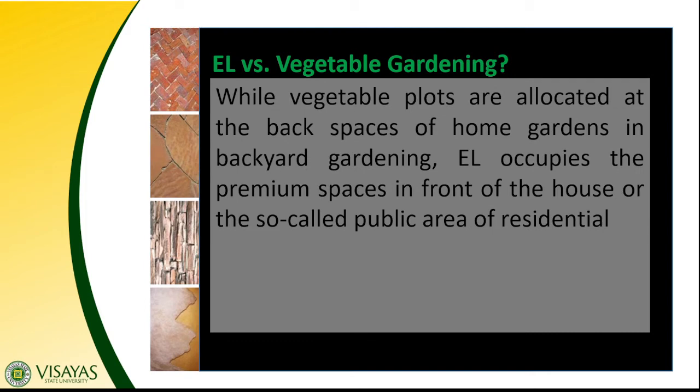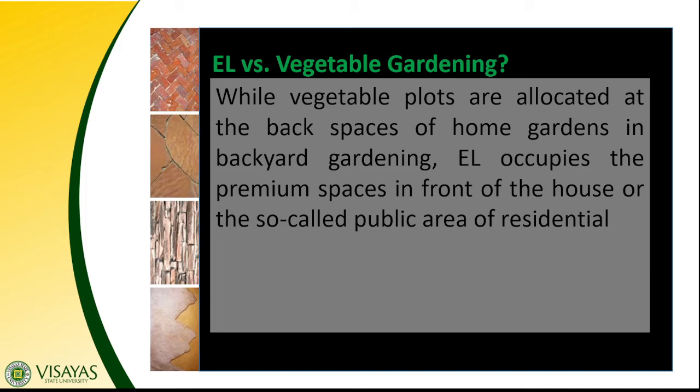Okay, we compare edible landscaping versus vegetable gardening. In vegetable gardening, vegetable plots are allocated at, or situated at, the back spaces of home gardens in backyard gardening. EL occupies the premium spaces in front of the house, or the so-called public area of residence. So take note of the difference.